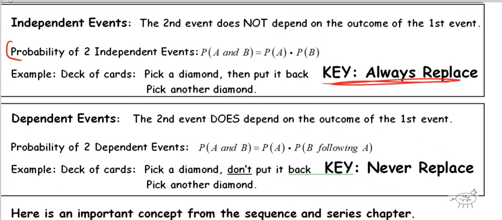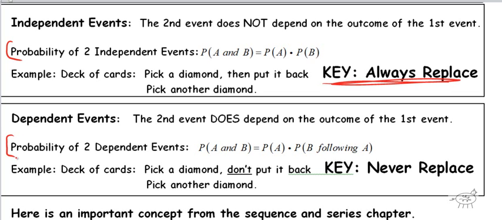Dependent events: the second event does depend on the outcome of the first event. So the probability of two dependent events, here's again the mathematics behind it. The probability of A and B occurring is the probability of A times the probability of B given that A has already happened. It's a little confusing, but it's actually not that bad. You already picked A, and now I want to find the probability of B. The probability is going to change a little bit because I already picked A.